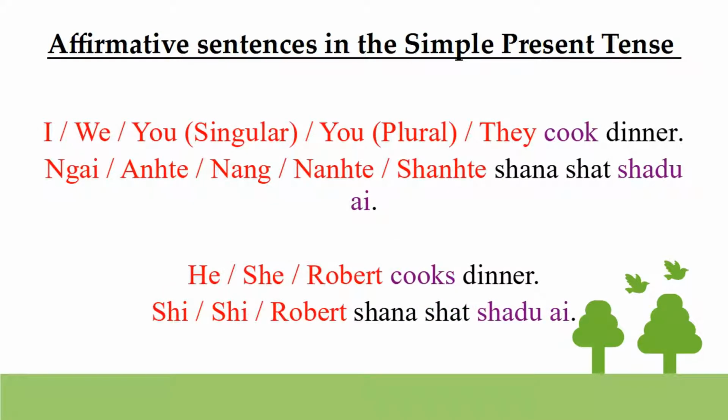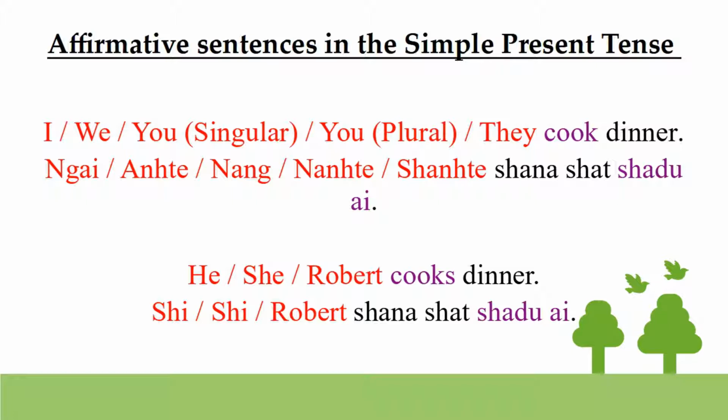Here, cook in English, the subject I, we, you singular, you plural, they use the same base verb form, cook. For the subject he, she, Robert, the base verb cook has an s. So, he cooks dinner. She cooks dinner. Robert cooks dinner.